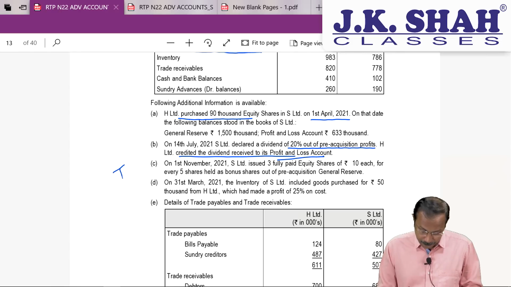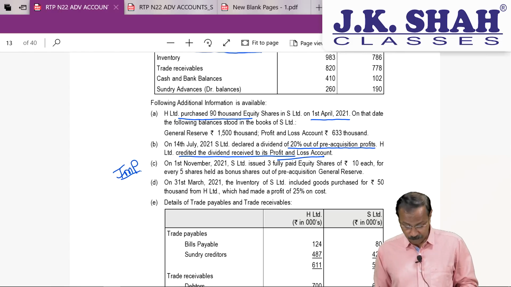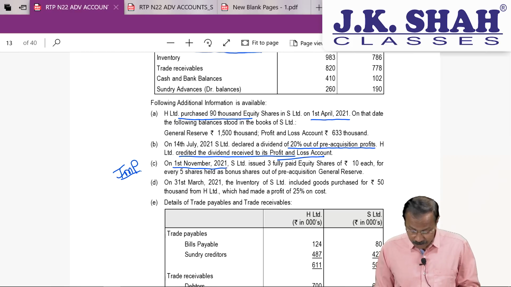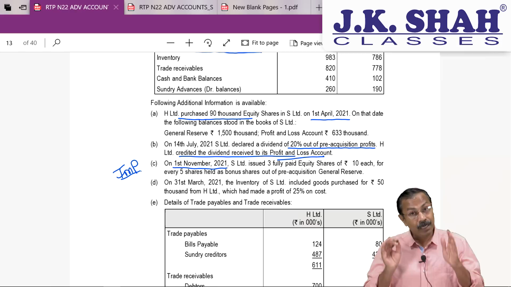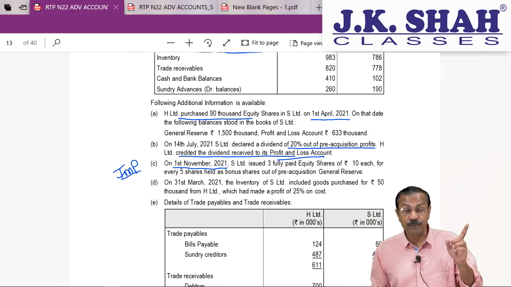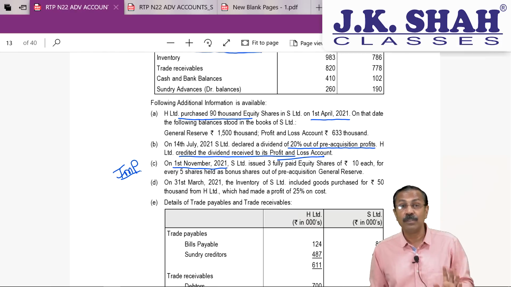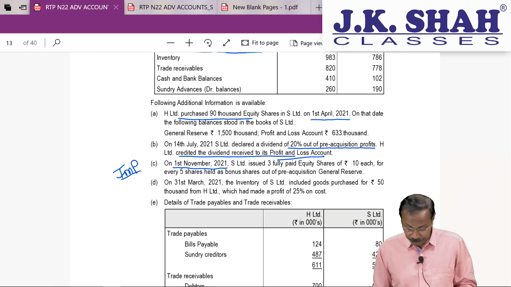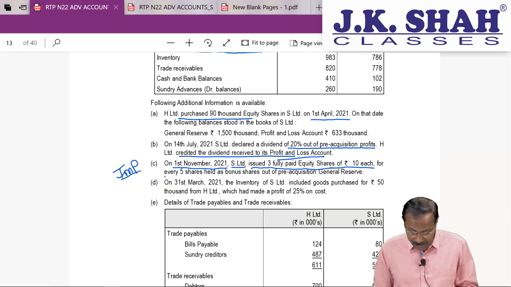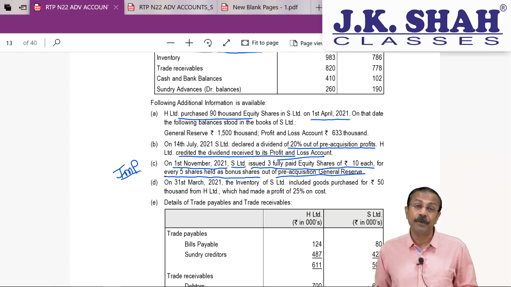This is important. On 1st November 21, in between 1st April 21 and 31st March 22, S Limited, subsidiary company, issued 3 fully paid equity shares of 10 each for every 5 shares held as bonus shares out of pre-acquisition general reserve.